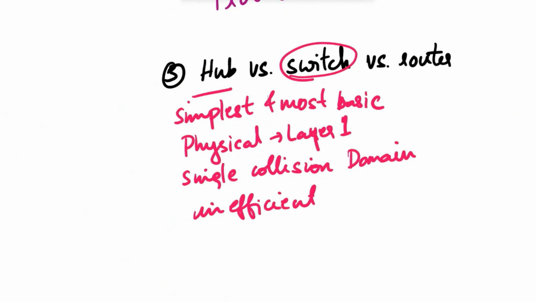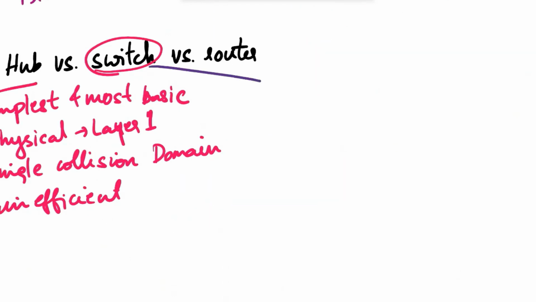Now let's discuss switches. A switch is a more advanced networking device that operates at the data link layer, that is layer 2 of the OSI model.